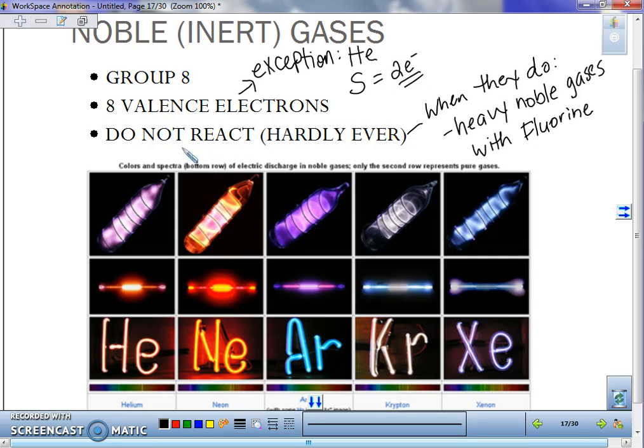And you've often heard that these are noble or inert gases because they do not react. Well, that's almost true. There are some exceptions. There are some times that they will react. Most notably, it will be the heavier noble gases, so those like krypton, xenon, and radon, and they're going to react with fluorine. And remember, fluorine is a member of the halogen family, and we said that the halogens are the most reactive elements on the periodic table, so it makes sense that if they were going to react with any element, it would be fluorine, a member of the halogen family.